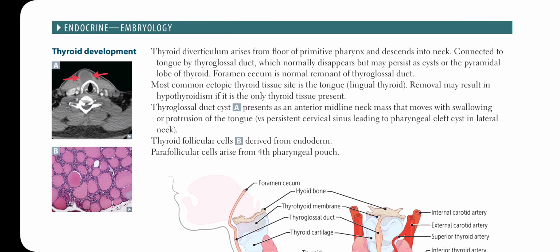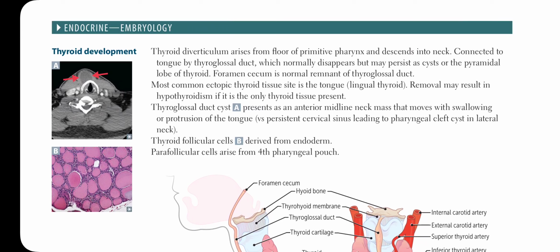Makes sense, because the thyroglossal duct is the thing that connects the tongue to the thyroid diverticulum, and if it becomes a cyst, that means it is connected to the tongue, so if you move the tongue, the cyst would move. So it is an anterior midline neck mass, and your tongue is right in the front, so anterior midline neck mass that moves with swallowing and or the protrusion of the tongue.